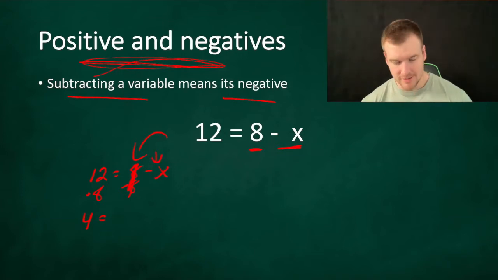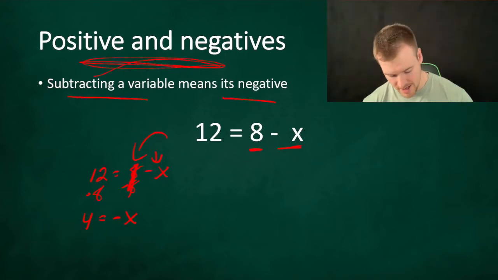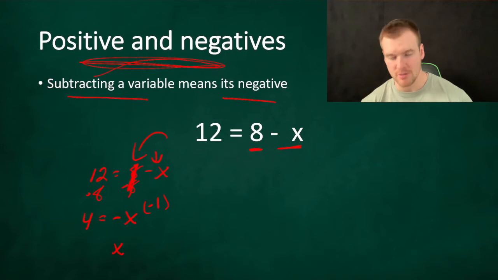But the x is still negative. It still has that negative there. So 4 is equal to negative x. All right, now I don't really like leaving it at negative x. So how we would flip that is we would multiply it by negative 1. So we times that by negative 1, and we just get x.